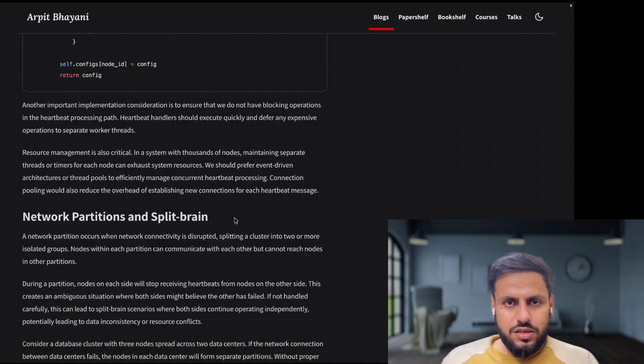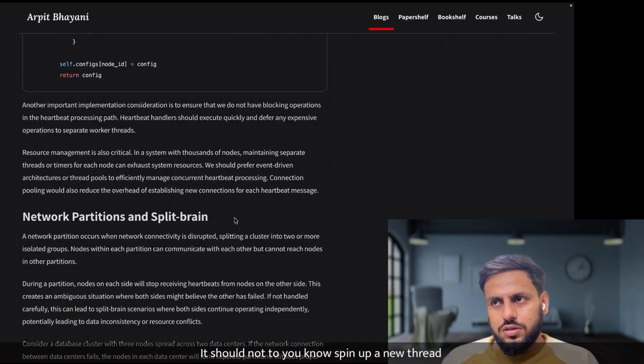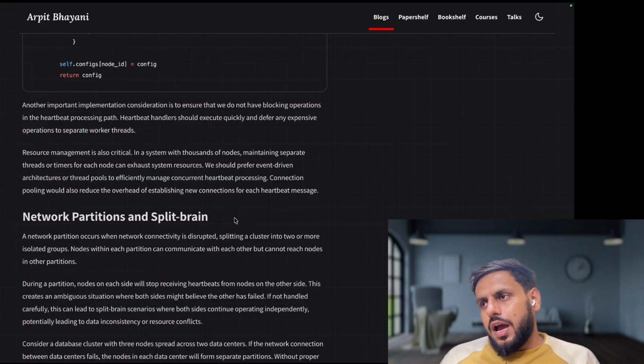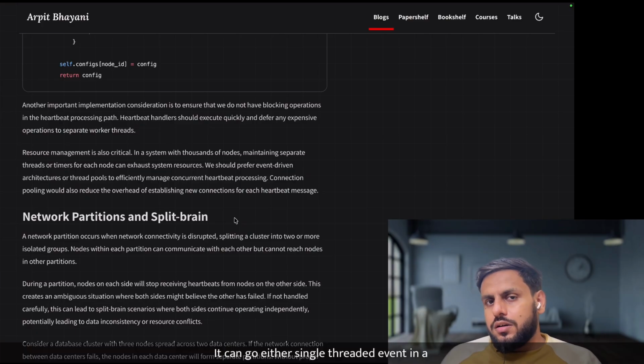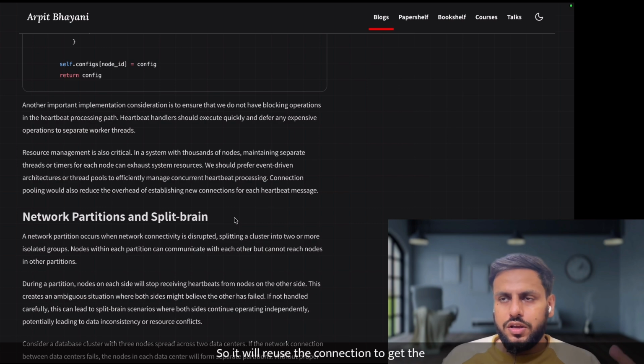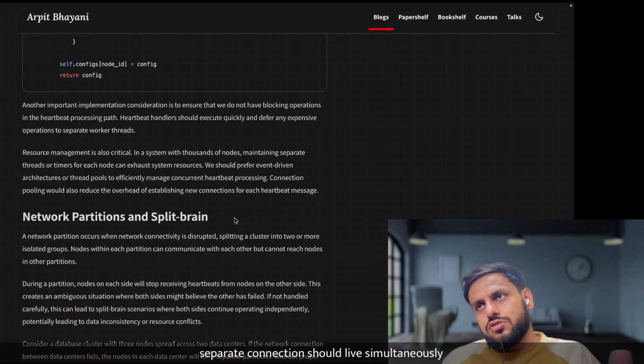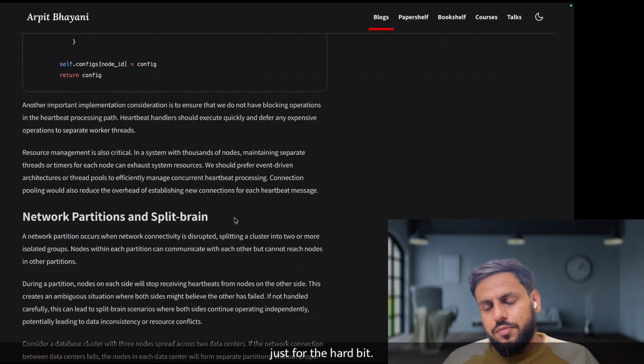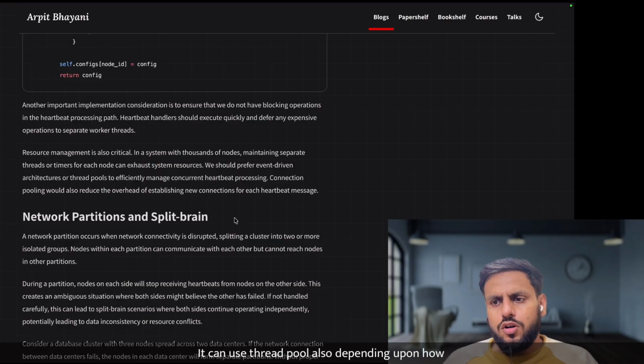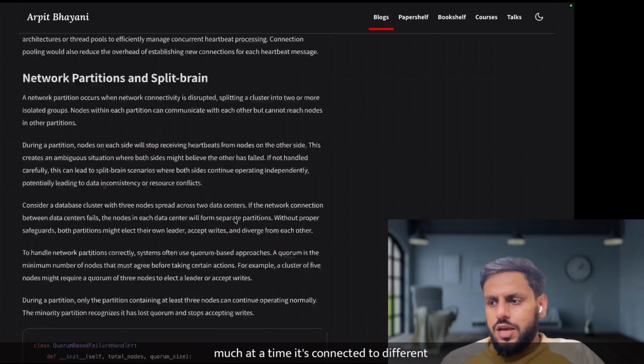For each connection, it should not spin up a new thread. It can use either a single-threaded, non-blocking event loop, or a thread pool. So it will reuse the connection to get the heartbeat. A new connection should not be established every time with its peer, and no separate connection should live simultaneously just for the heartbeat. It can use a thread pool, depending upon how many nodes it is connecting to at a time.